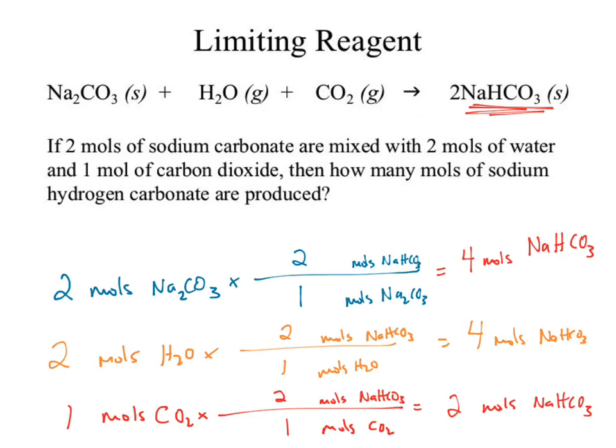Okay. That's the smallest amount I could possibly make. There's my answer. What does that mean as far as the limiting reagent? What is my limiting reagent? CO2. Because it's the reagent that produced the smallest amount. The smallest amount is going to be my answer. That's the most I could possibly make out of this. Right. What are the other two reagents?